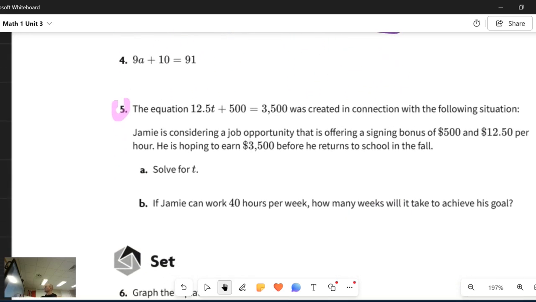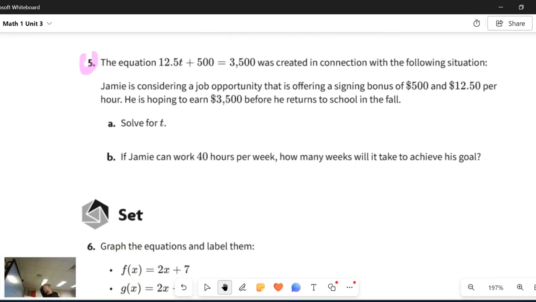We're then going to go down and look at problem 5. The equation 12.5t plus 500 is equal to 3,500 was created in connection to the following situation. Jamie is considering a job opportunity that's offering a sign-in bonus of $500 and $12.5 per hour. He's hoping to earn $3,500 before he returns to school in the fall. We're going to solve this right off the bat, using the original equation that's provided up here.